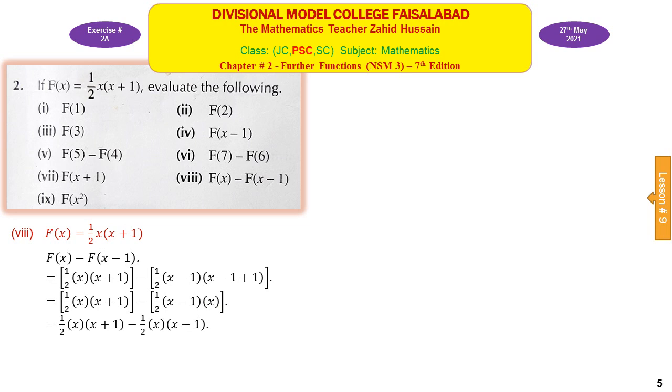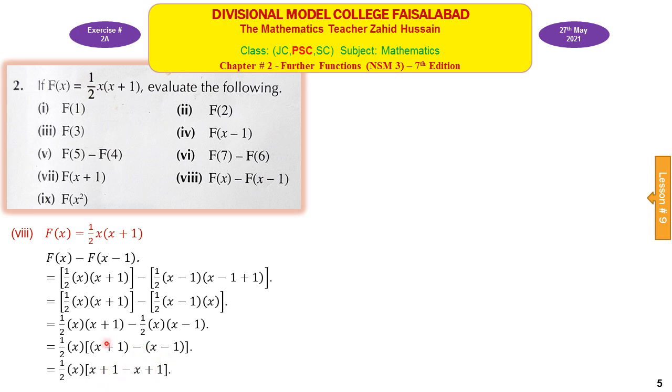Rewriting this, removing these two brackets, look at this. 1 over 2x is common in the two terms. So we will take 1 over 2x common, and we will be left with x plus 1 and minus x minus 1. Remove these brackets within the square brackets. We will get x plus 1 minus x plus 1.